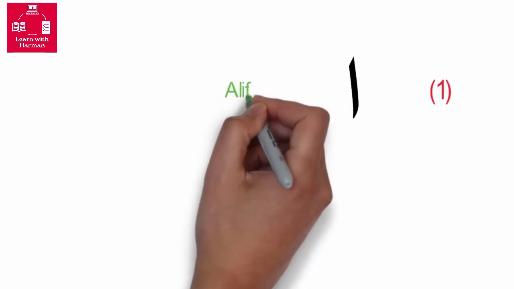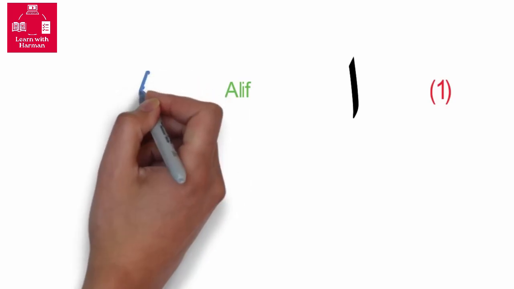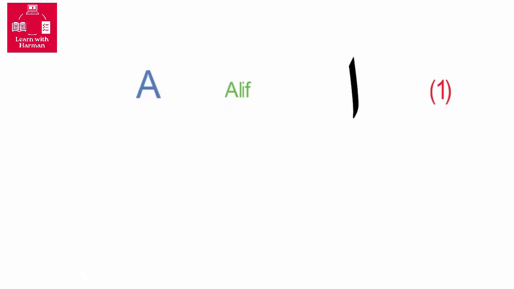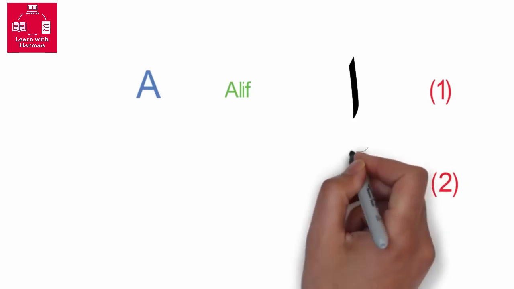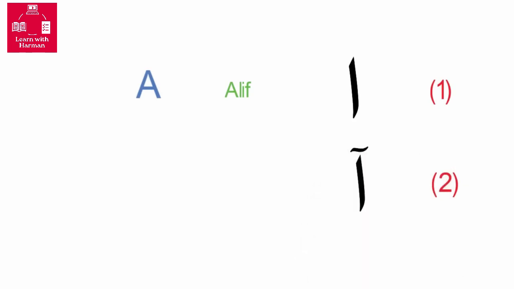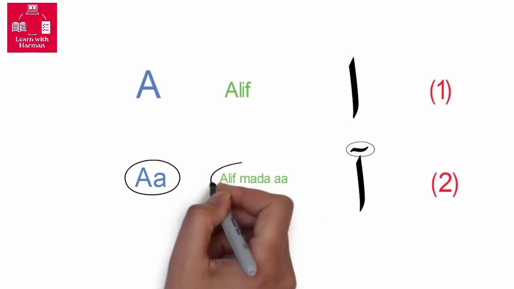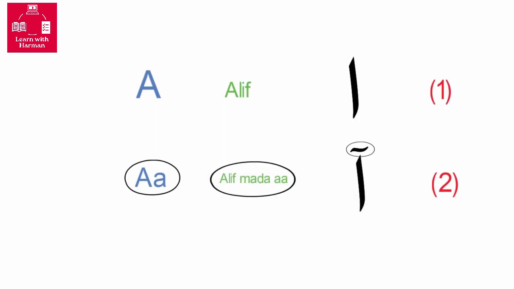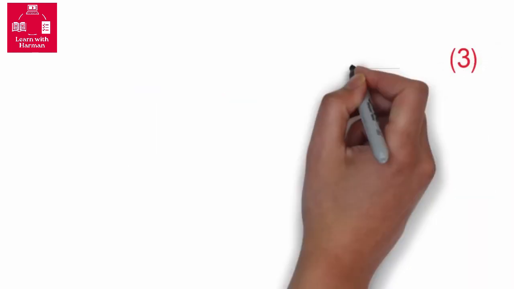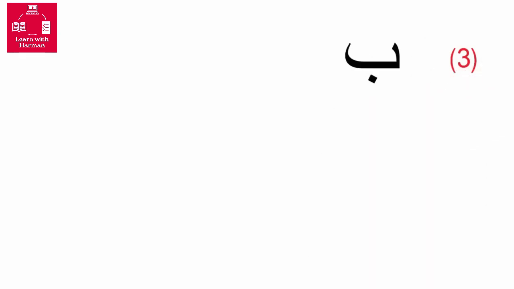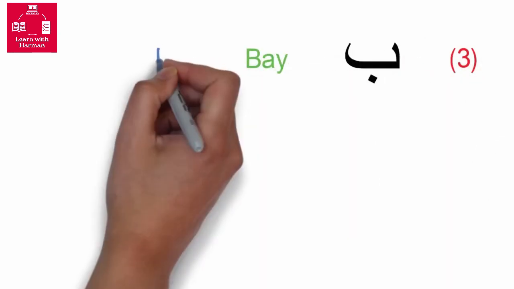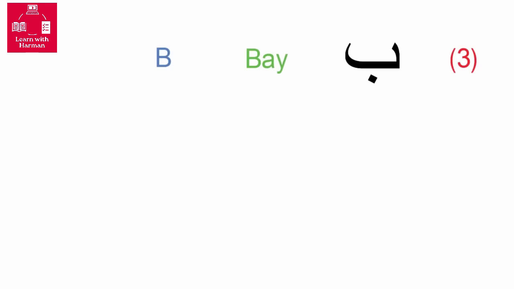Alif. It sounds like A in English. The second one is Alif Mad A. It sounds like double A in English, and it has a symbol on it. It makes double A in English. The third one is Bay. Bay. It sounds B in English.